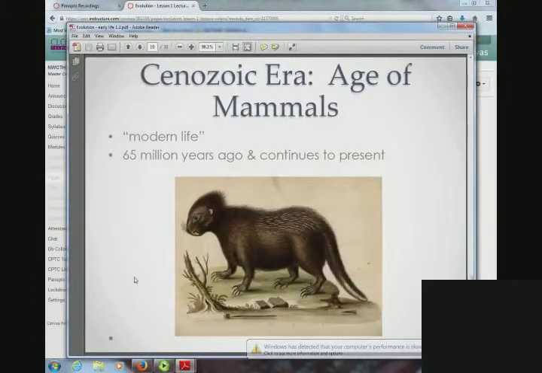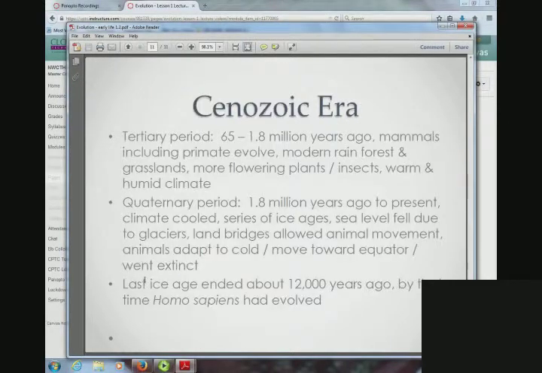The Cenozoic era is the age of mammals. It also means modern life. This ranges from 65 million years ago until today. And we have this broken down into different periods as well. During the Tertiary period, at 65 million years ago to 1.8 million years ago, the mammals, including the primates, evolved. We saw the modern rainforests and grasslands evolving, and more flowering plants and insects, and a warm, humid climate.